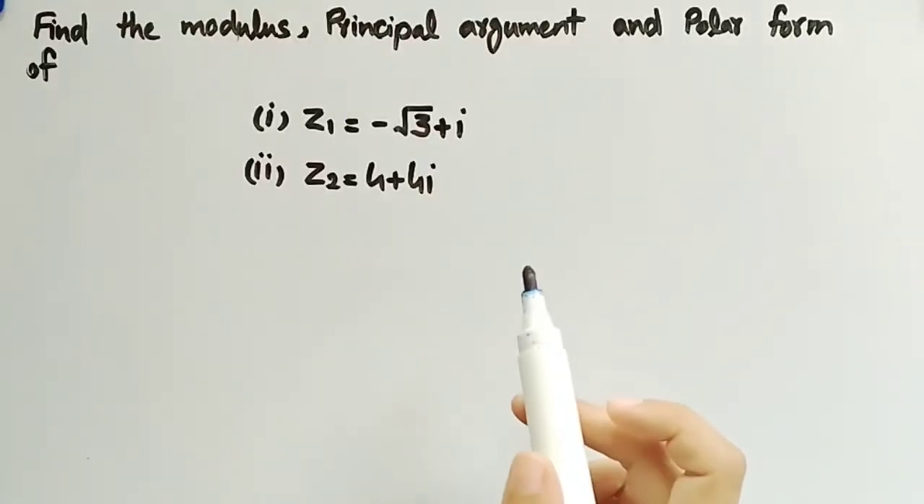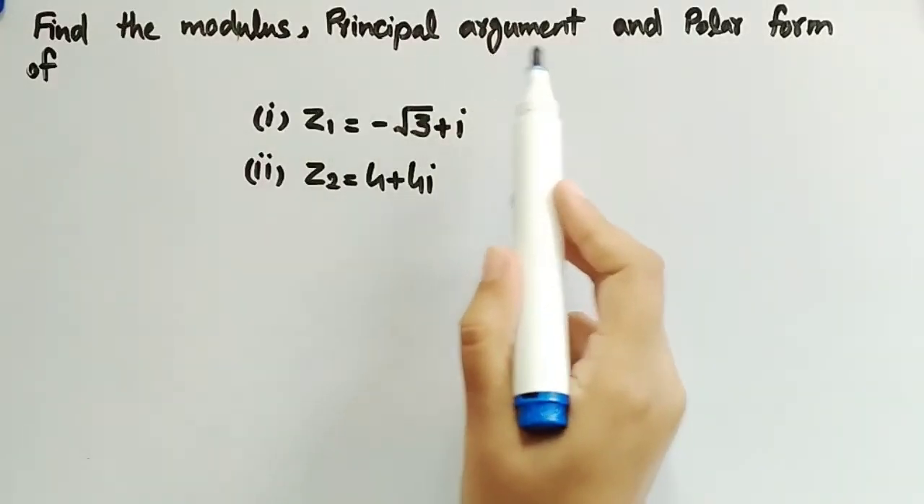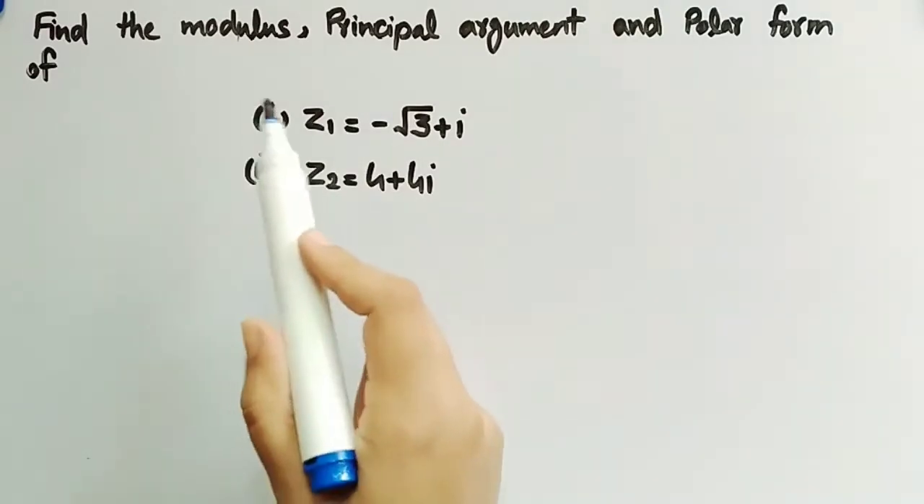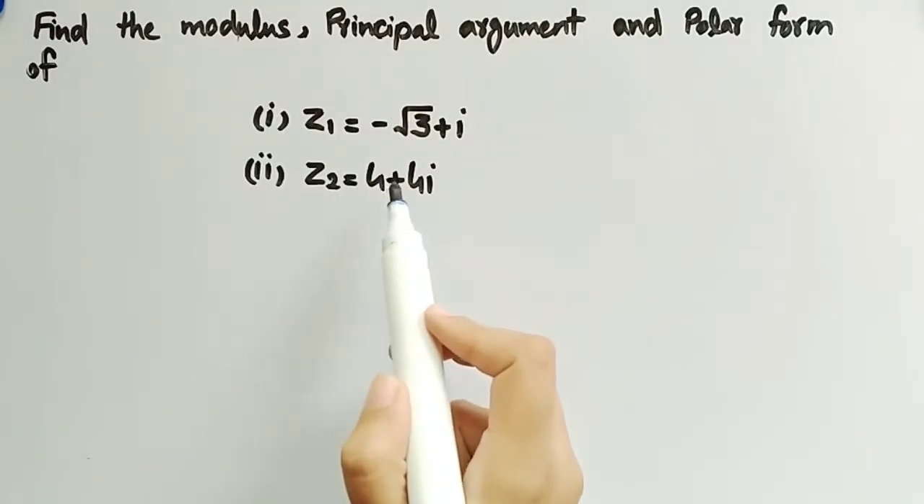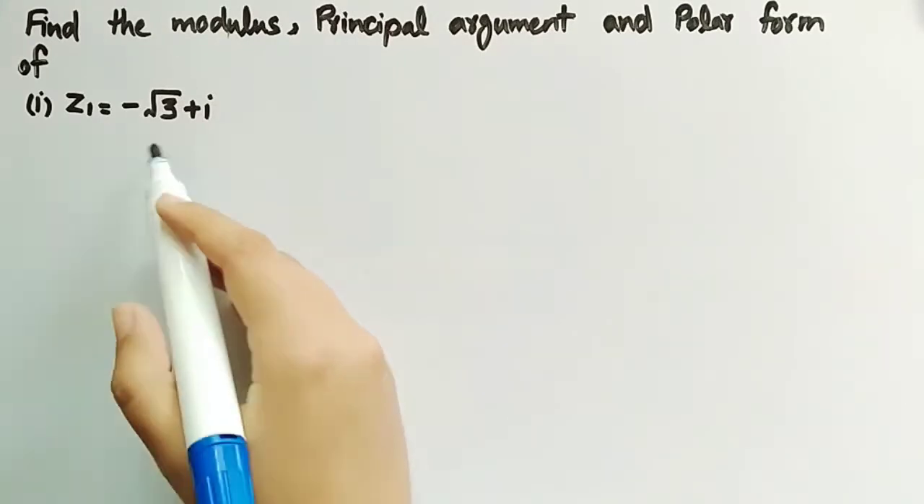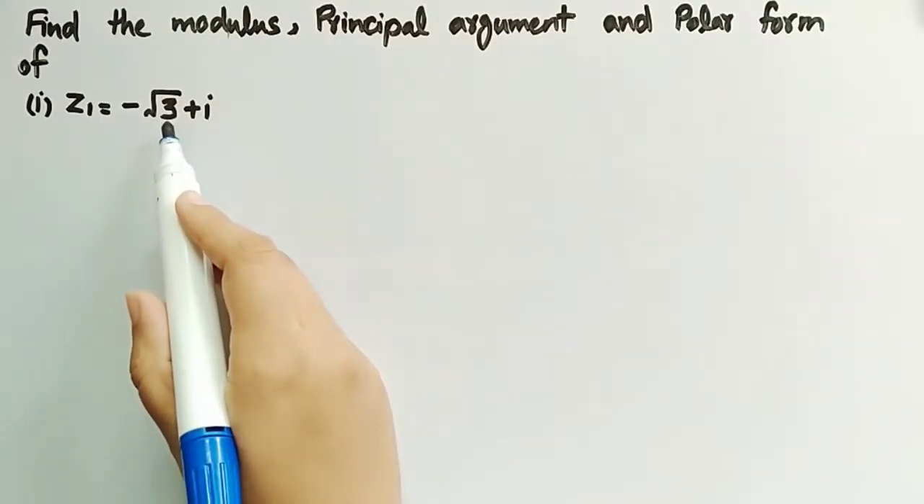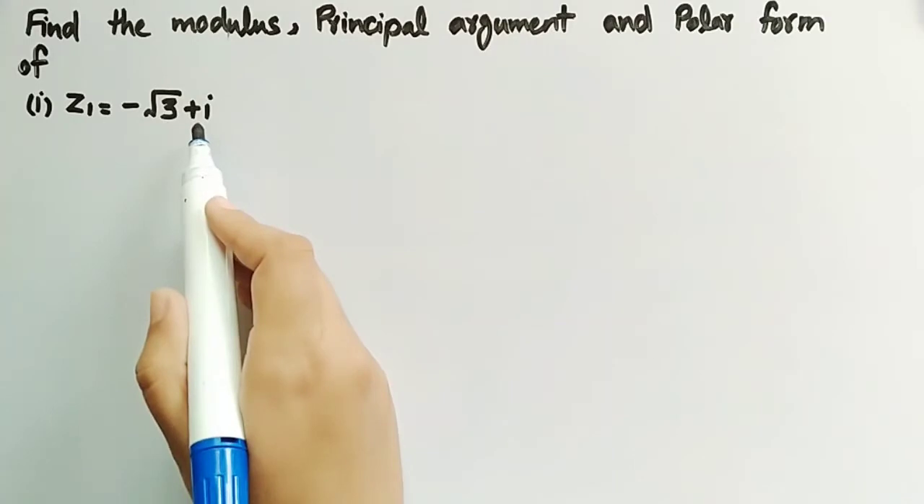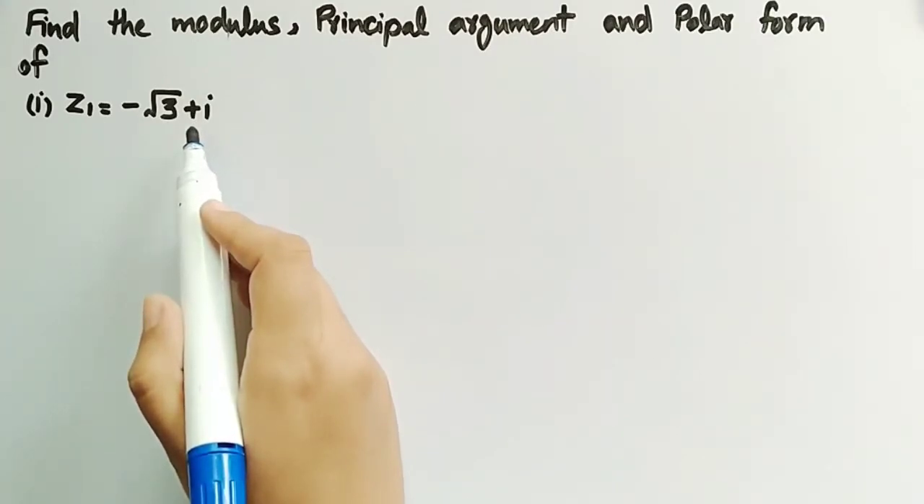In this video, we will find the modulus, principal argument and polar form of these two complex numbers. First of all, consider the complex number z1 which is equal to minus square root 3 plus iota. First of all, we will find its modulus.